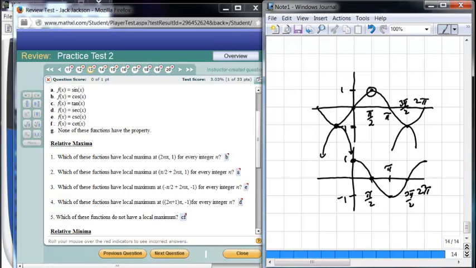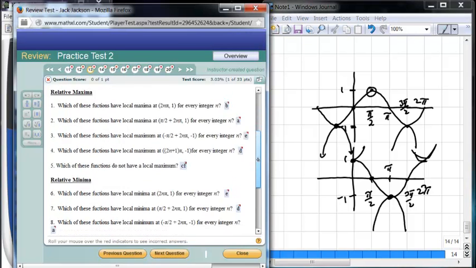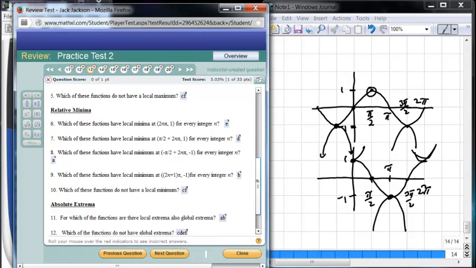Okay, which ones have a local maximum at 2n plus 1 pi, comma -1? So this is odd multiples of pi. That's where that would be right here, and the one that has a maximum there is the reciprocal of cosine, which is secant. Ones that don't have a maximum at all are the tangent and cotangent, because they go on up forever, up and down forever.